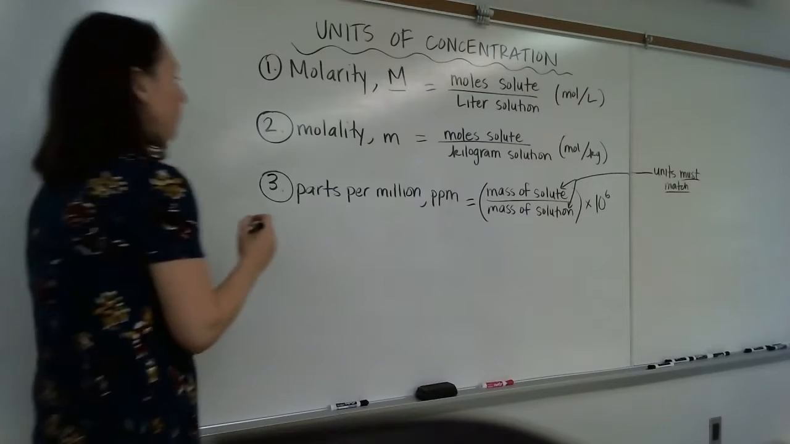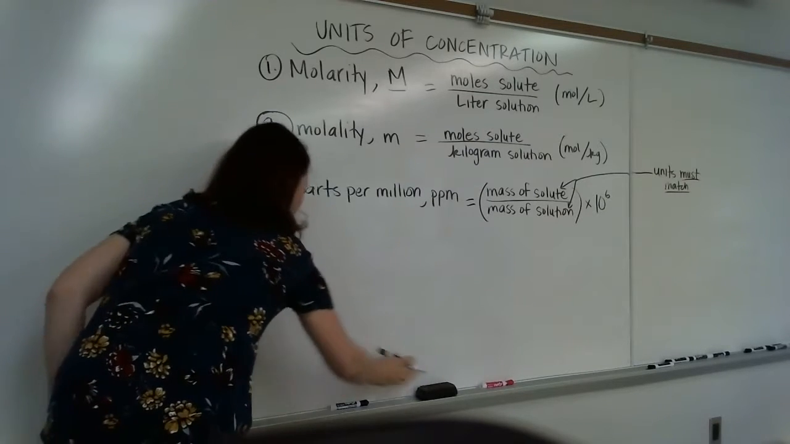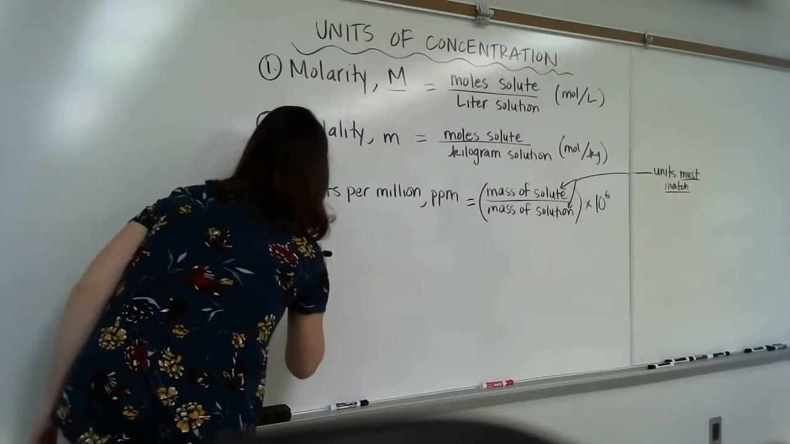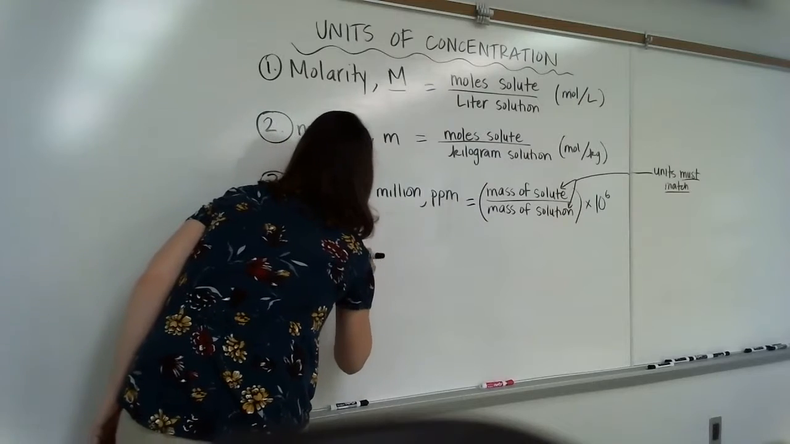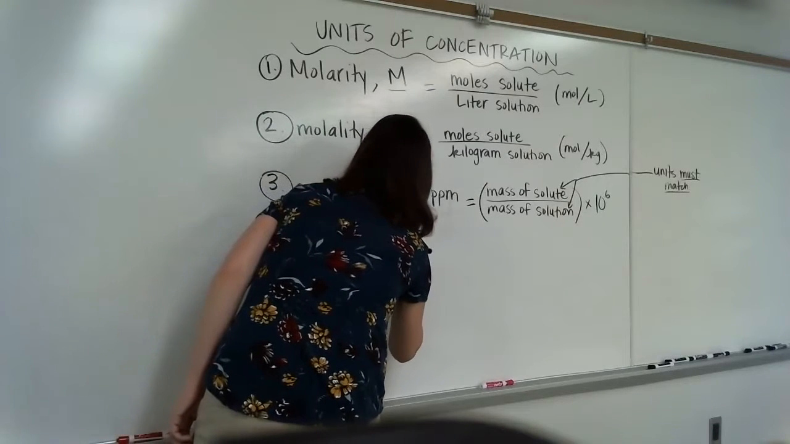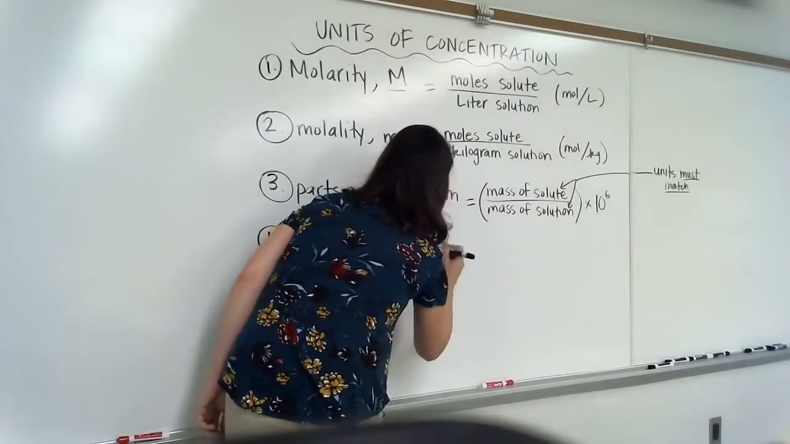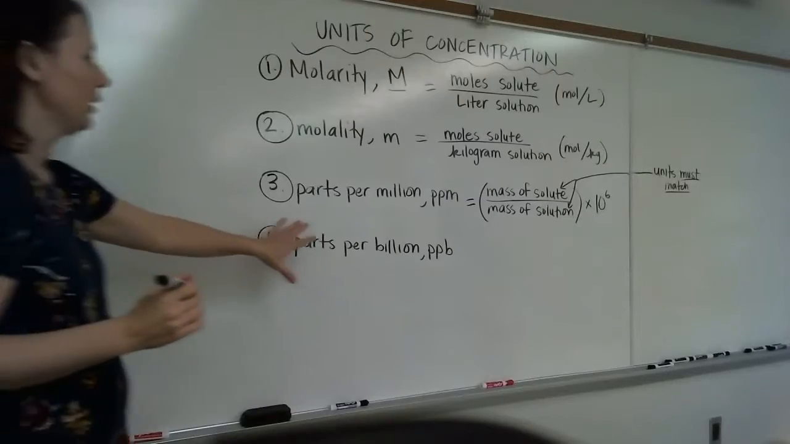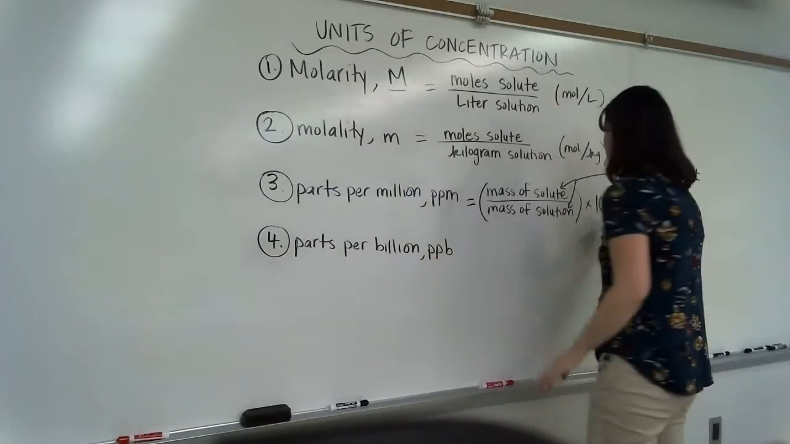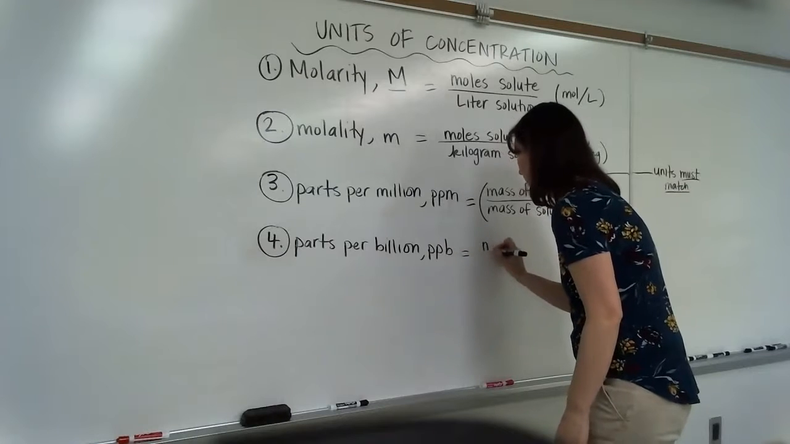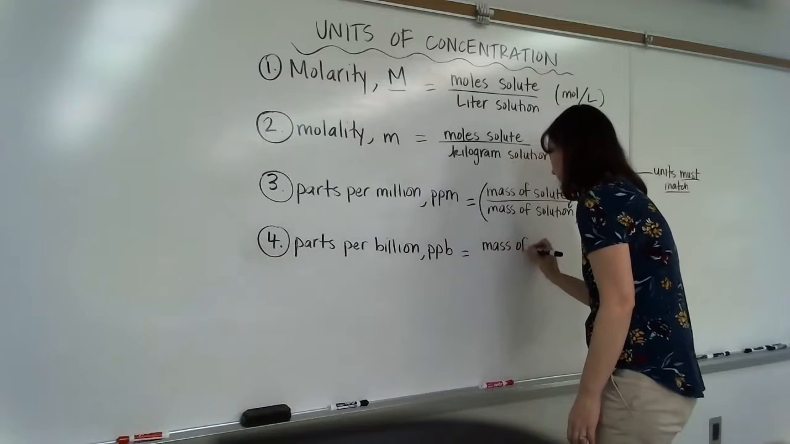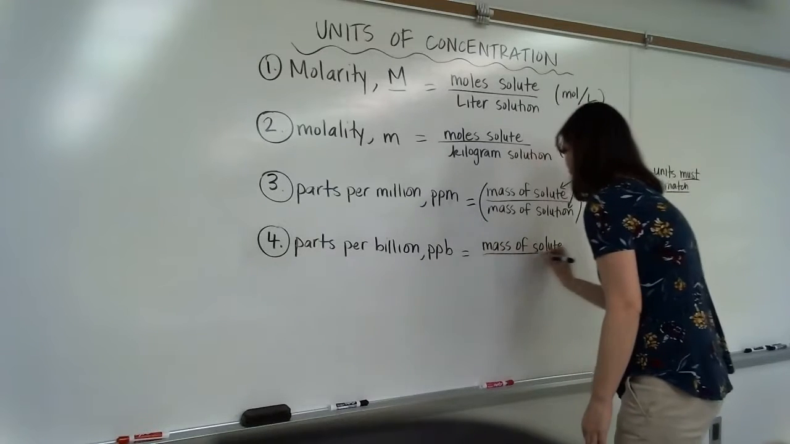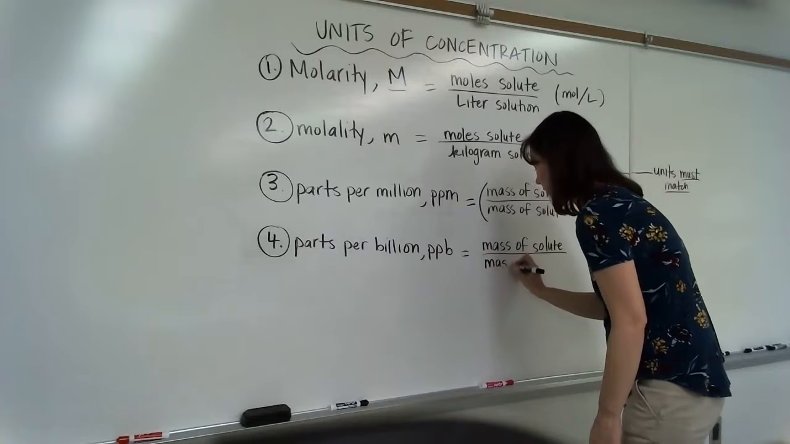And now parts per billion, that's number 4. We represent that as ppb. It's the exact same way we calculate parts per million. Mass of solute over mass of solution, but this time we're multiplying it by what? Does anyone know? What's a billion? 10 to the 9th, right? Mass of solute over mass of solution.